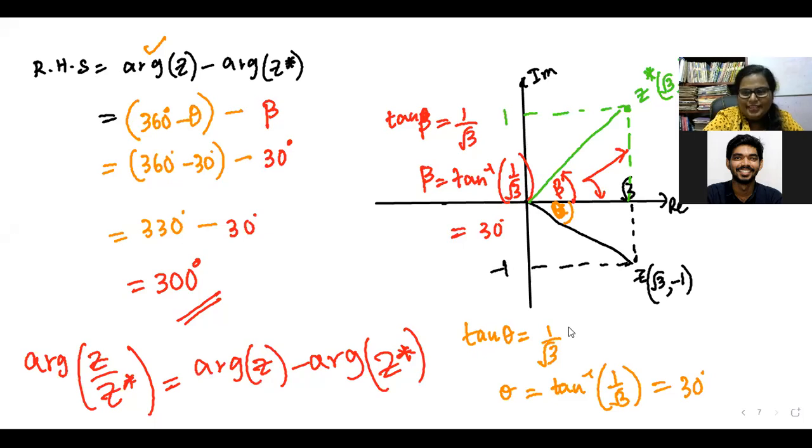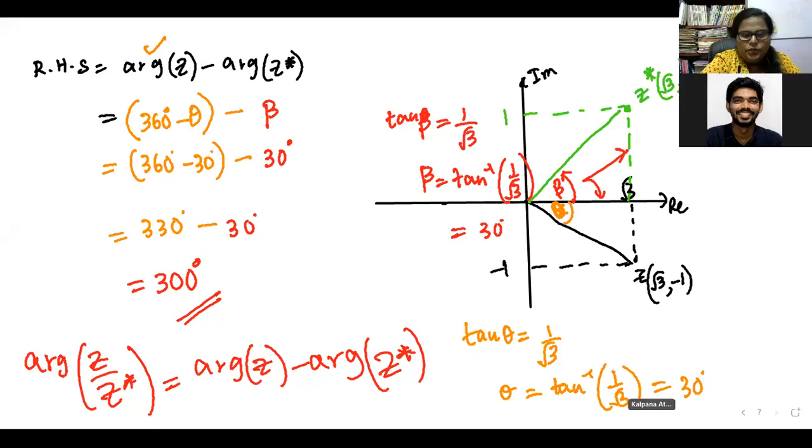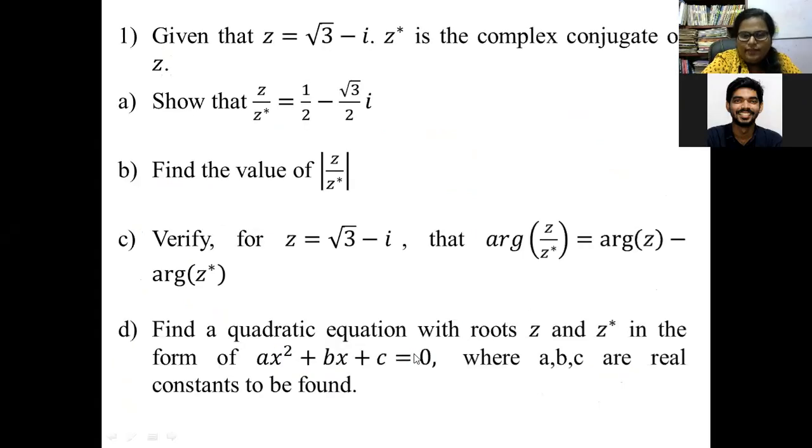And we are discussing, now we have to discuss part D of this question 1. In this question, you have to find the quadratic equation with roots z and z star in the form ax square plus bx plus c equals 0. It is given in the standard format ax square plus bx plus c.